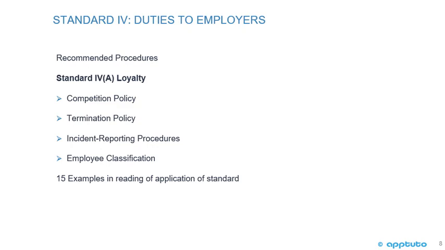And I'll just remind candidates and students that there's 15 examples in the reading of application of the standard. So I've just been giving the bullet points with regards to the guidance and the recommended procedures, but you need to go in and look at those examples as well for each of the standards and substandards. And that's the last slide for Standard 4A, Loyalty.